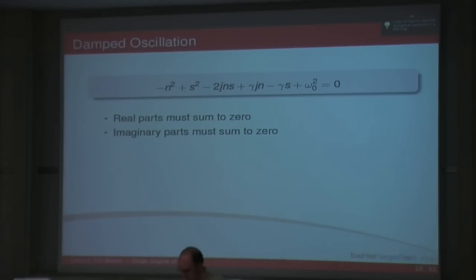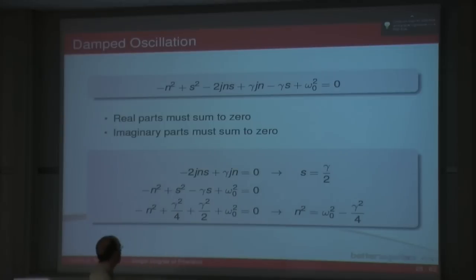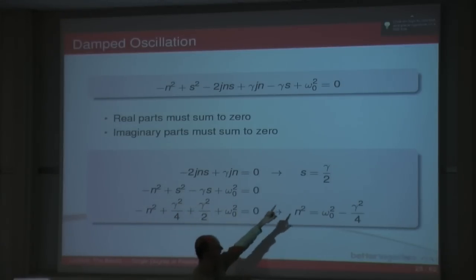If we take the imaginary bits, minus 2jns plus gamma jn equals 0. Well, the j's cancel out, and the n's cancel out, and so we can say that s is gamma upon 2. Straightforward.